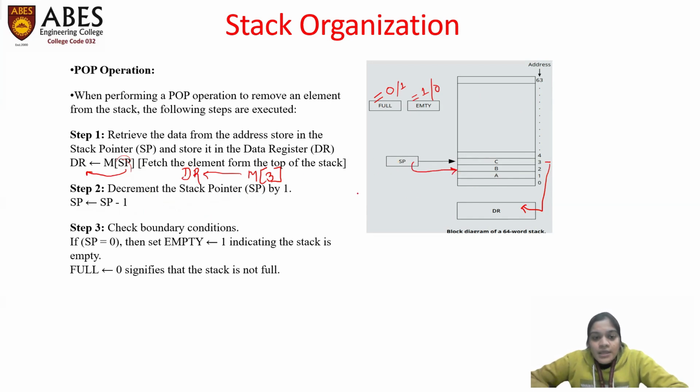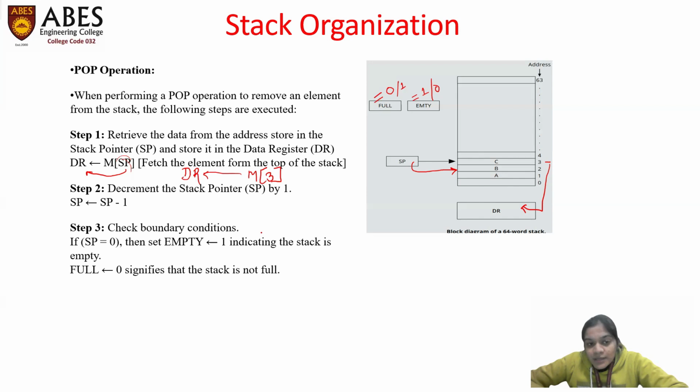Now, once our operation is completed, at that time we will check the boundary conditions. The boundary conditions would be: if SP equals 0, then empty is equal to 1, indicating the stack is empty, and full is equal to 0, signifying the stack is not full. So once the instruction of one pop operation is completed, the boundary conditions would be checked for the next series of insertion or deletion process.